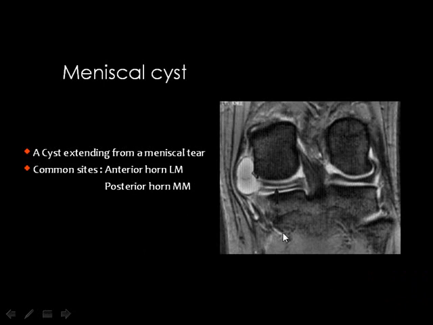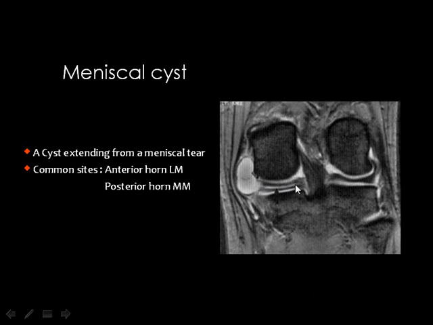And finally, the meniscal cyst. The meniscal cyst is a cyst filled with fluid at the base of a torn meniscus. This meniscus is torn. You see the site of the tear? And at the base of the meniscus, you see a fluid collection. And the fluid is black in the T1 and bright in the T2 weighted image.